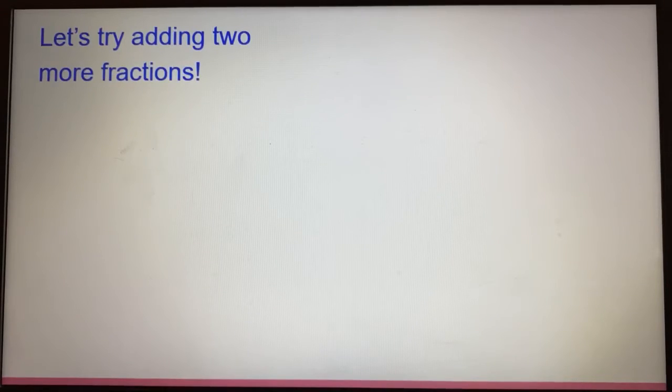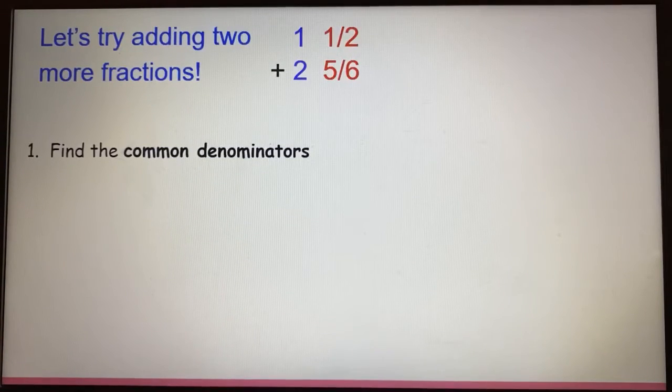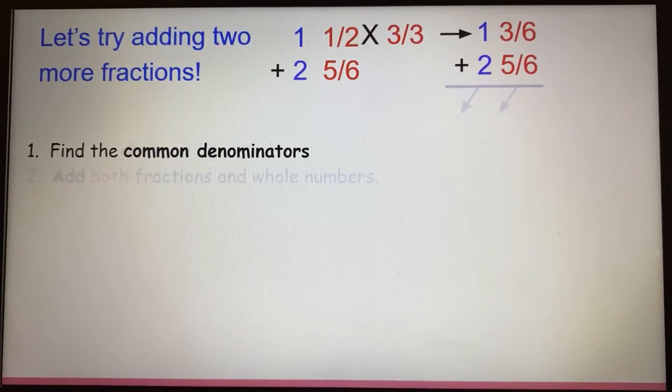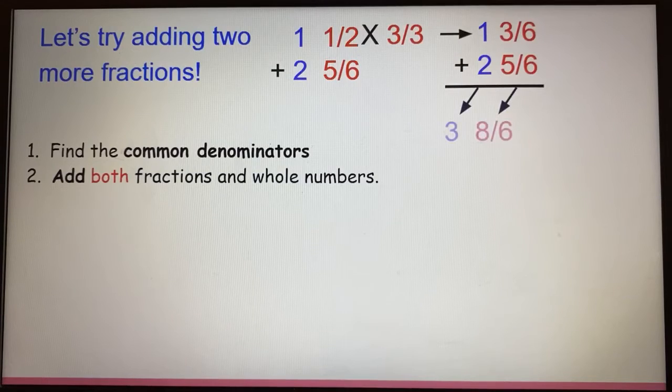Let's try adding 2 more fractions. Let's add 1 1/2 to 2 5/6. We have to find the common denominators. So we know that 2 goes into 6. So let's multiply 1/2 by 3/3. And we're going to get 1 3/6 plus 2 5/6. Now we add the numerators and the whole numbers together. And we get 3 8/6.